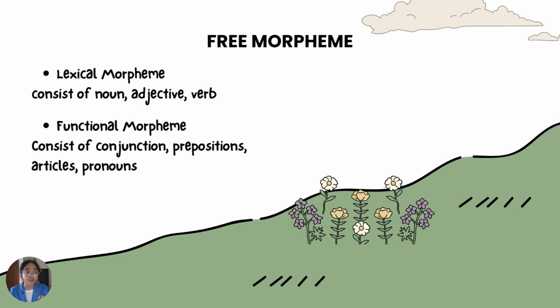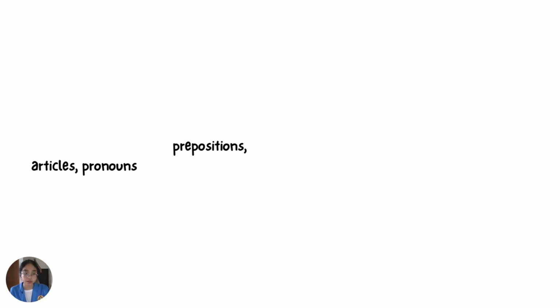Next is the functional morpheme. Functional morpheme is a morpheme that can stand alone but cannot accept affixes, suffixes, and prefixes. Functional morpheme consists of conjunctions, prepositions, articles, and pronouns.